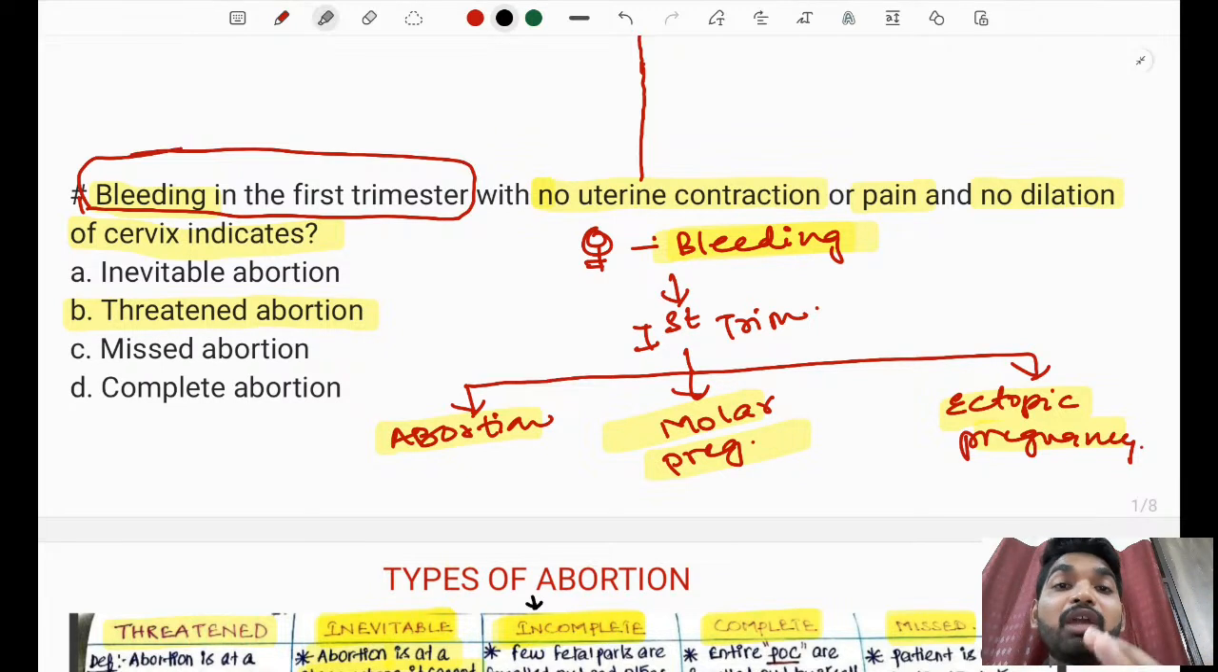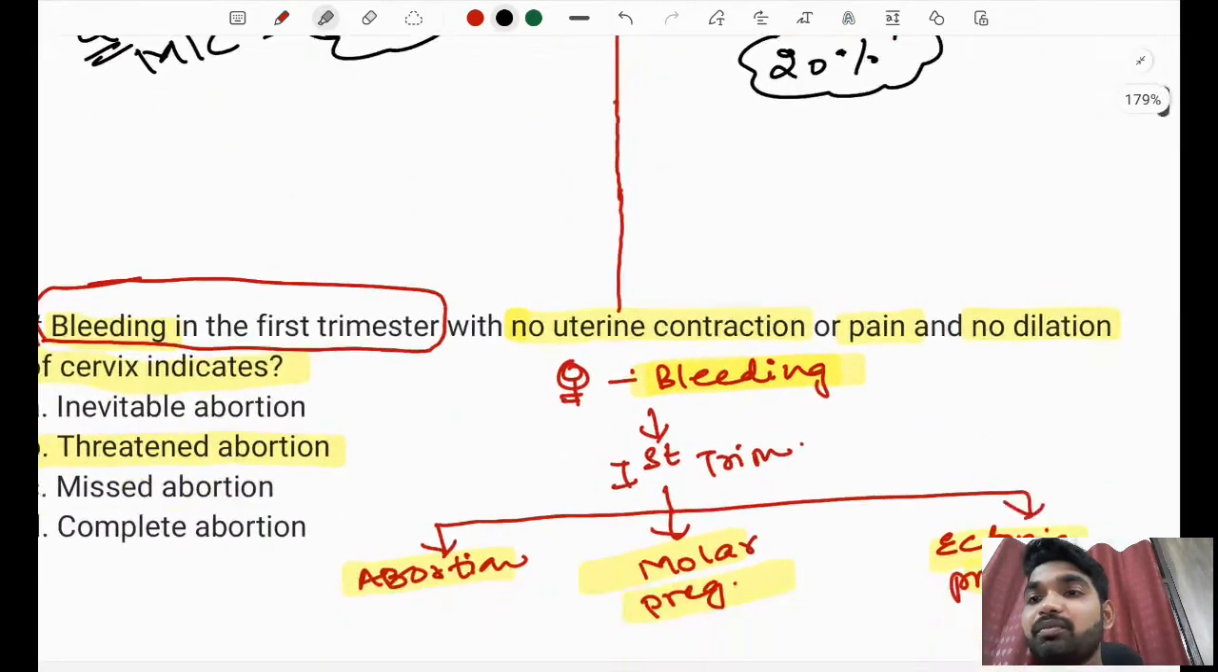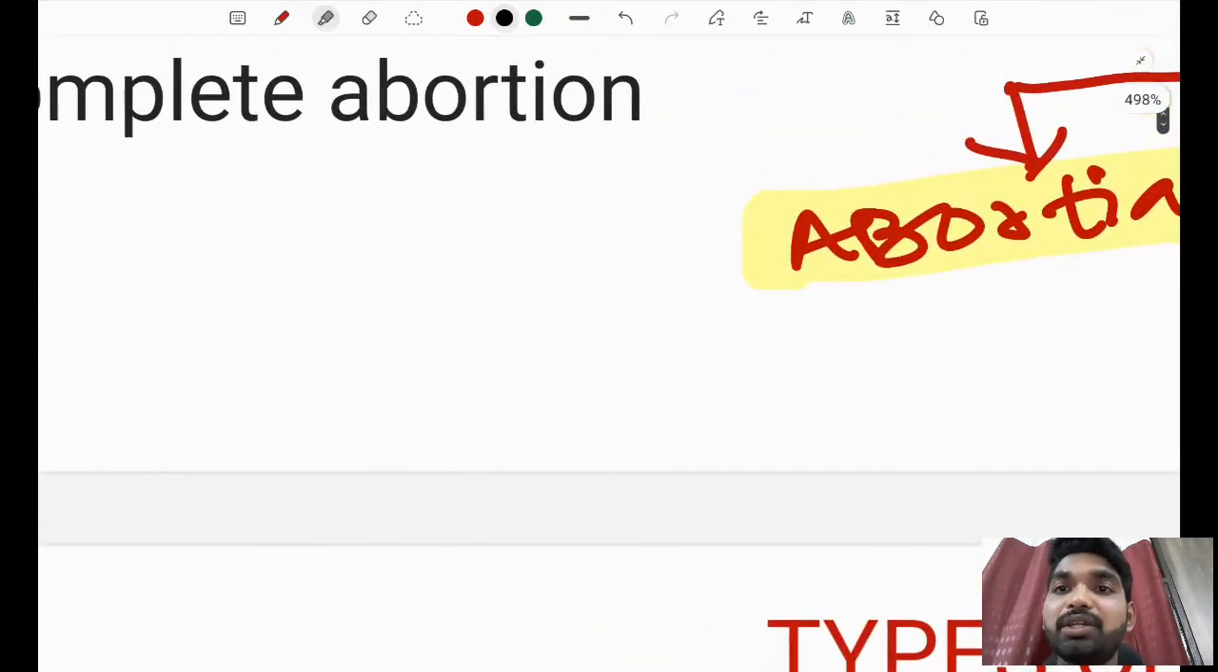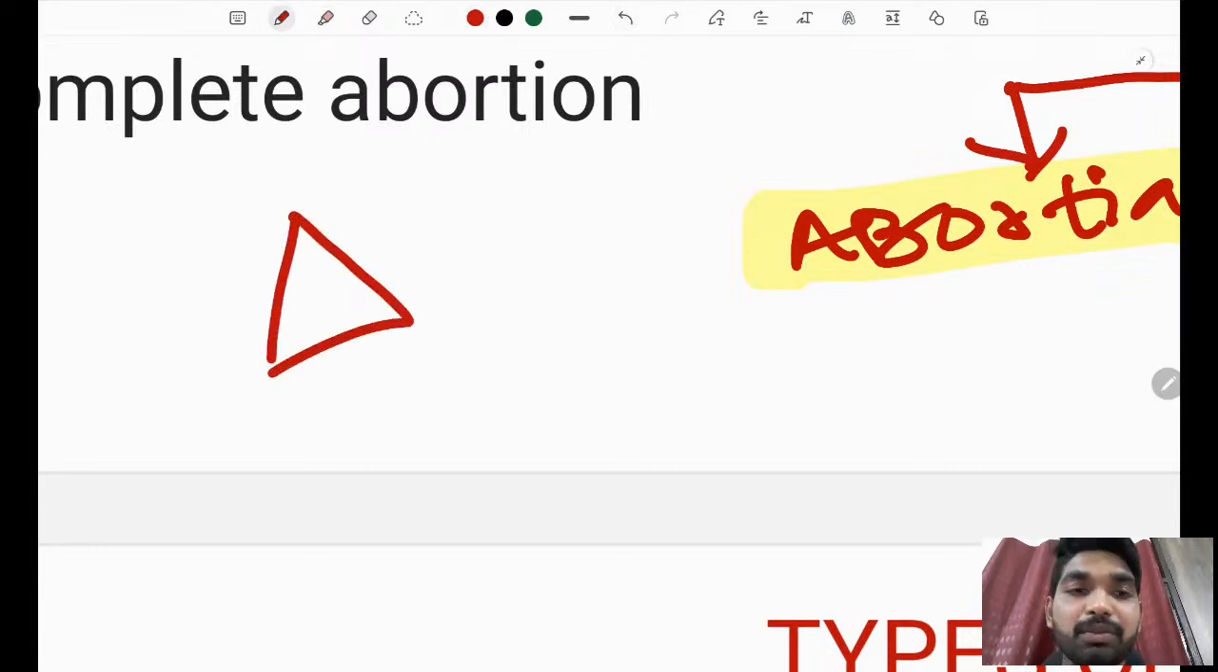Whereas in molar pregnancy, along with bleeding, the mother will tell you grape-like vesicles are coming out. Then you will think of molar pregnancy. In ectopic pregnancy, there is a triad of symptoms, right? Can you tell me what the triad of symptoms in ectopic pregnancy is? Quickly tell me the triad.